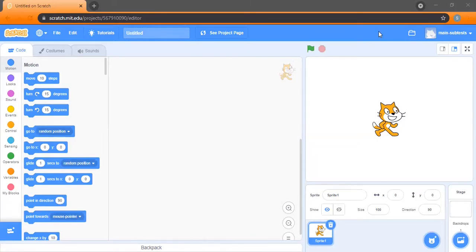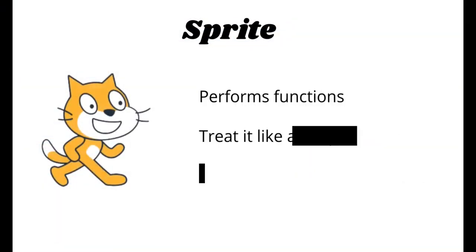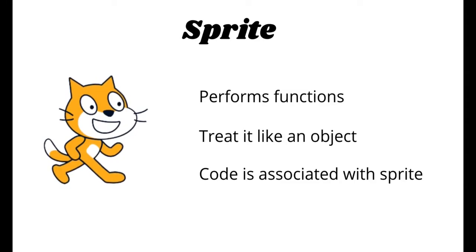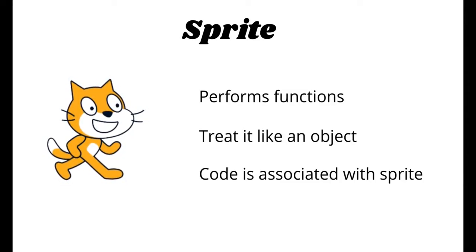First, let's understand what a sprite is. It can be treated as an object to move, talk, jump, etc. You perform various different tasks on the object. Whatever code you write will be associated with the object you select. Different objects can have different code.